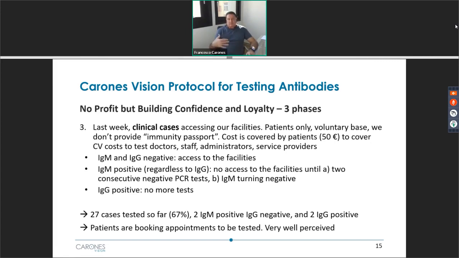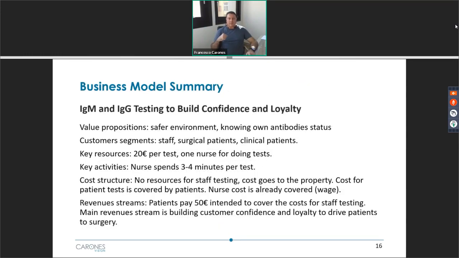Patients are also booking appointments because they want to be tested, and there is no other way of doing it. Public hospitals are starting to do this at a much higher cost. So we are not looking for profit. We are just trying to build confidence and loyalty from the patients.